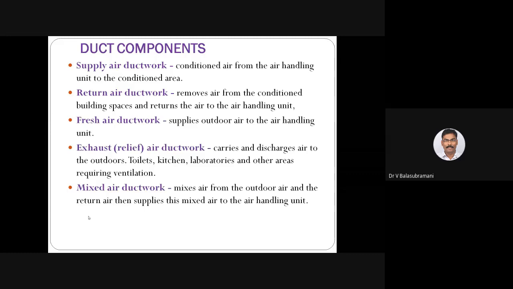And the exhaust air ductwork. The exhaust air ductwork is used in toilets, kitchens, and laboratories. It carries and discharges air to the outdoors. And then the mixed air, so we may use any two types of these.